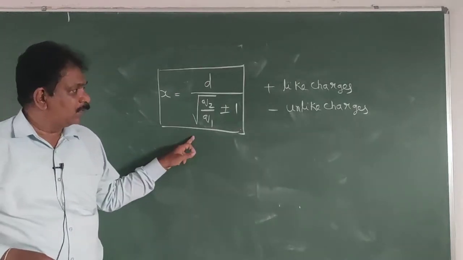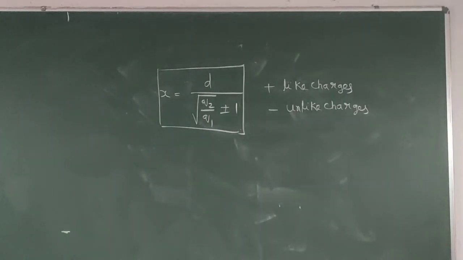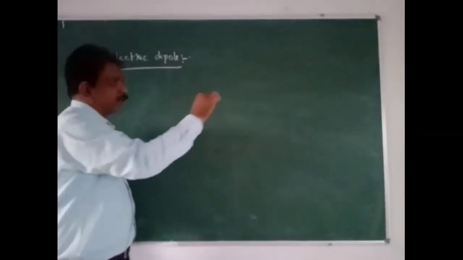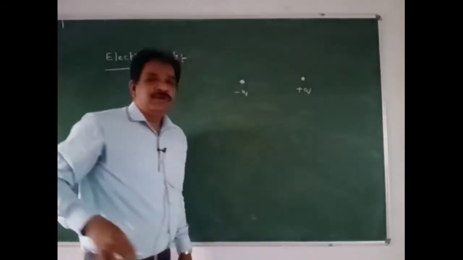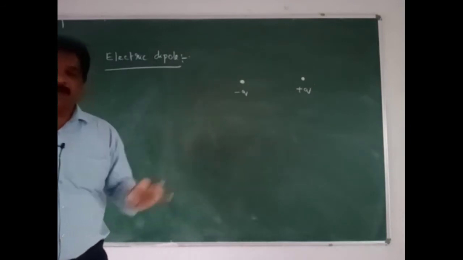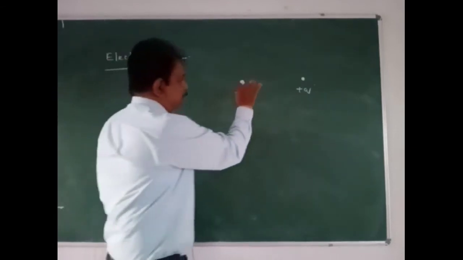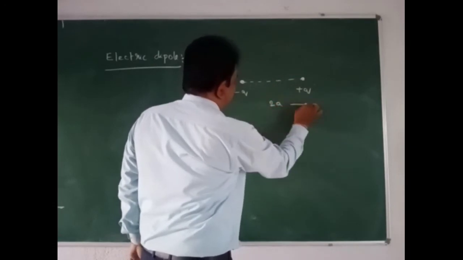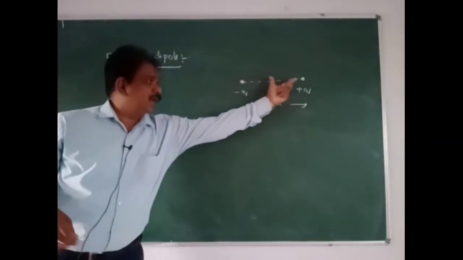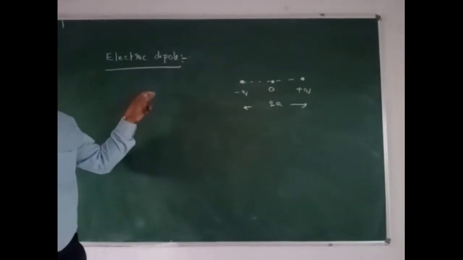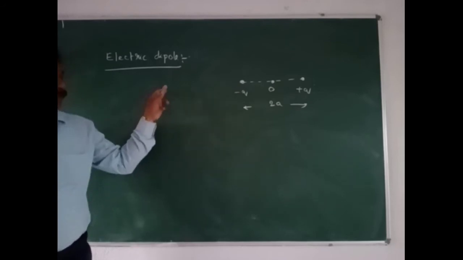Okay. Next, the fourth one will be electric dipole. We'll discuss about that. Here minus Q is there, here plus Q is there. Two equal and opposite charges are separated by some distance. Then that arrangement will be called as the electric dipole. Generally we will take the distance between the two charges as 2a, because from the center we consider it as a. So two equal and opposite charges separated by some distance is called the dipole.